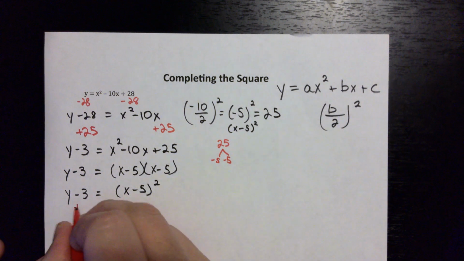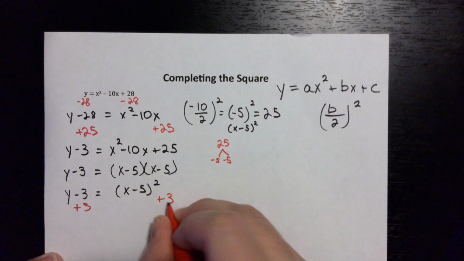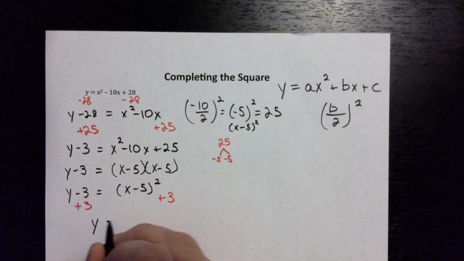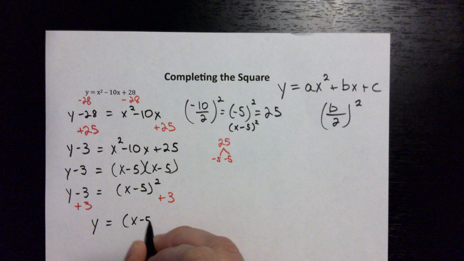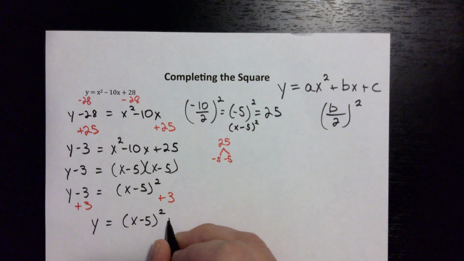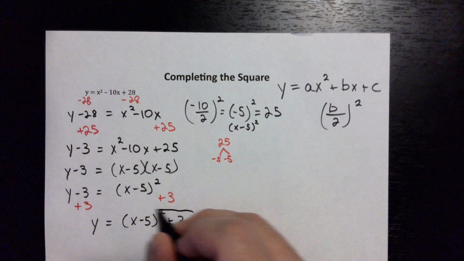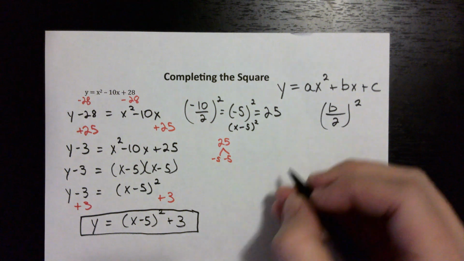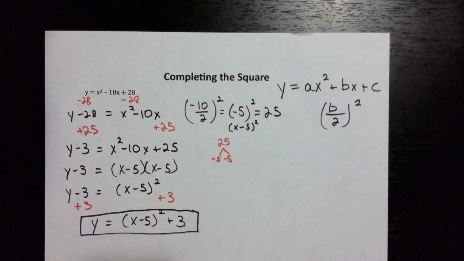Now let's finish up this problem. We're almost done. We add this 3 to the other side so we can get it back in terms of y. That becomes y is equal to x minus 5 squared plus 3. If you want to confirm that you did it right, all you have to do is square this thing out and then add the 3 and see if you got it right. Let's do that really quick, just on this one example.